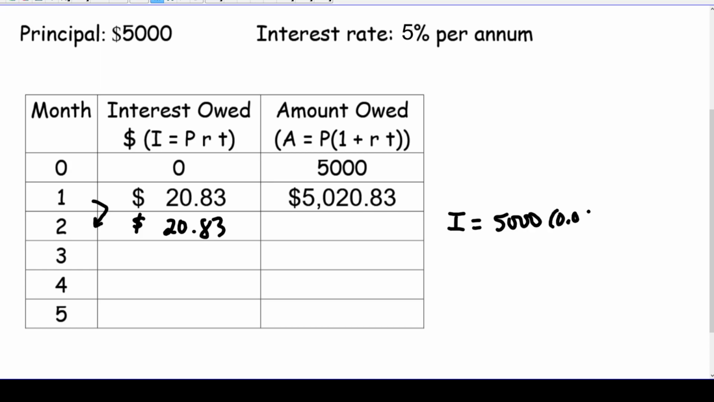be the same calculation that we did at the beginning. And that means that number is not going to change all the way down. It's going to be $20.83. Now with compound interest, we will be using the $5,020.83 to calculate the next interest amount, which means the interest is going to go up and up and up as we go.